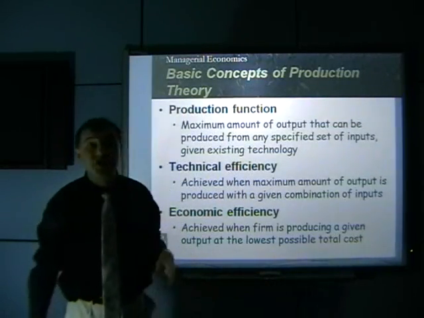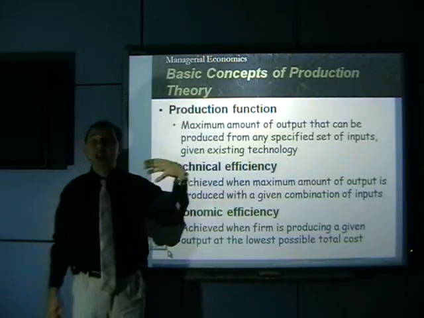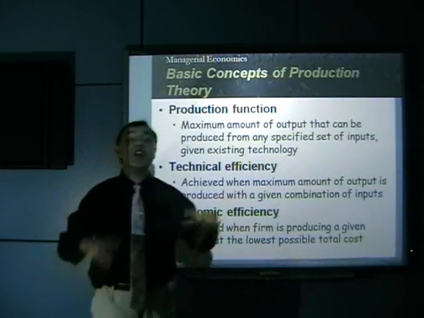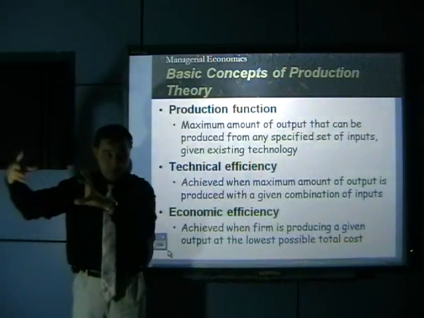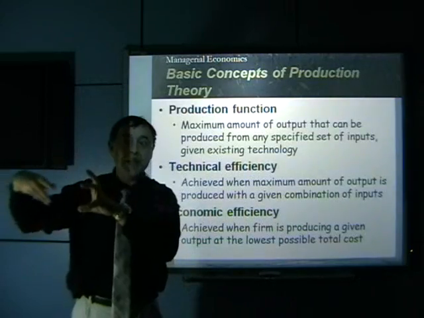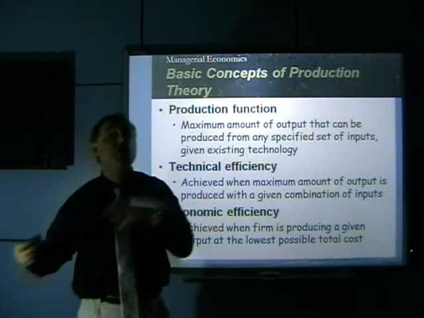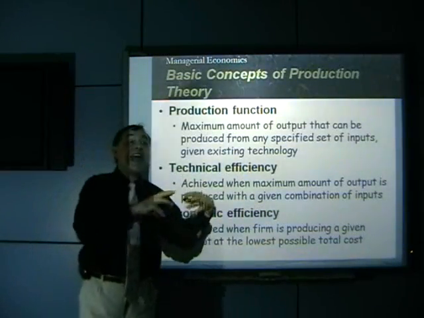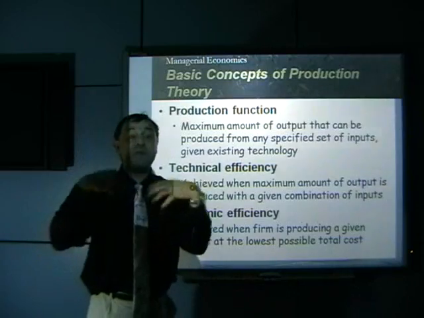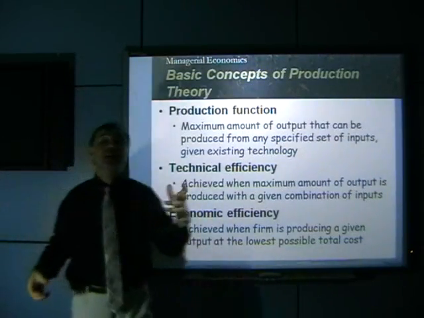A production function is a function or the relationship between inputs and the maximum or best possible output that we can produce from those inputs. Or inputs and the most efficient output that we can get.